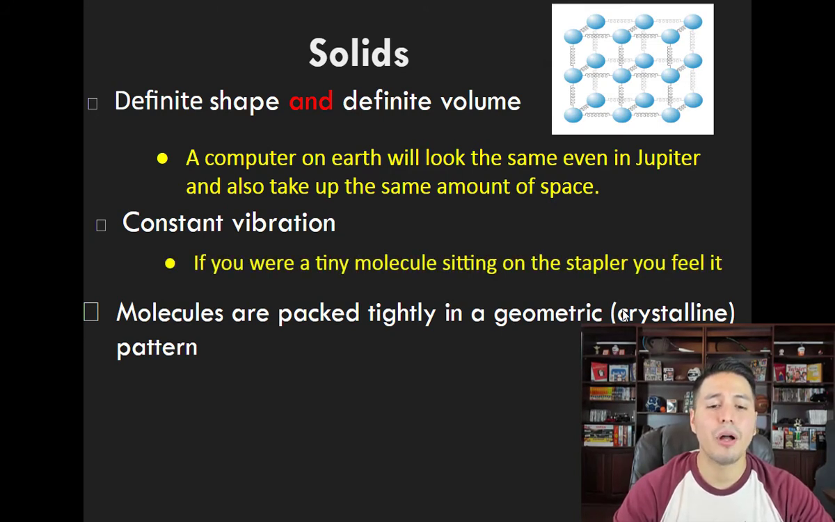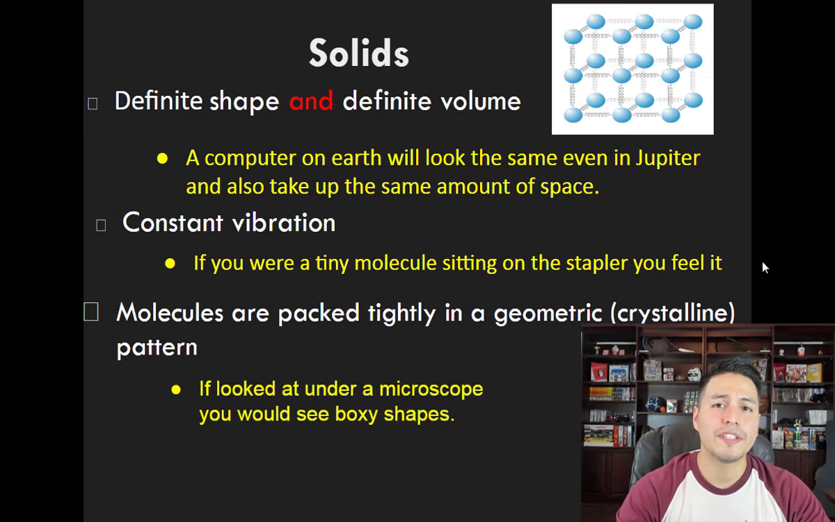Lastly, you need to know that molecules are packed tightly together in a geometric crystalline structure. So what this means is that if you take a small sample of a solid and place it under a microscope, it would form these boxy shapes like this.